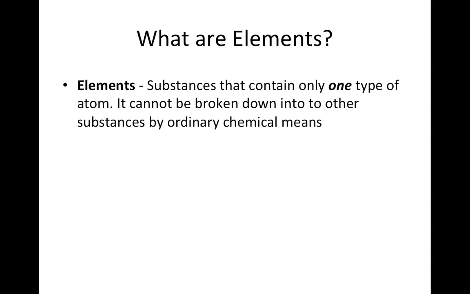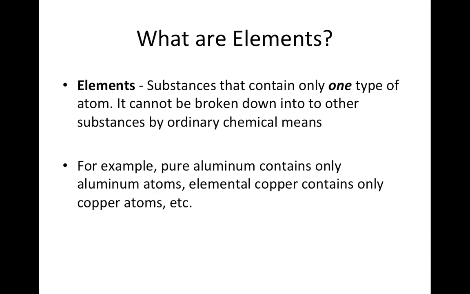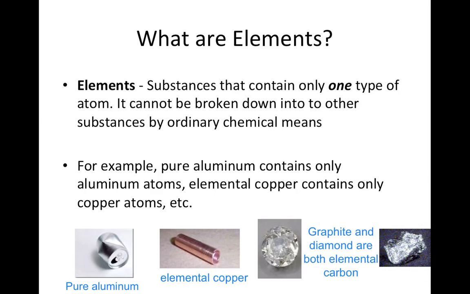So what are elements? Elements are substances that contain only one type of atom. It cannot be broken down into any other substances by any ordinary chemical means. For example, pure aluminum contains only aluminum atoms. Elemental copper contains only copper atoms, etc. Another example is that graphite and diamonds are made up of elemental carbon. They're both made up of carbon, which is interesting because they look so different.